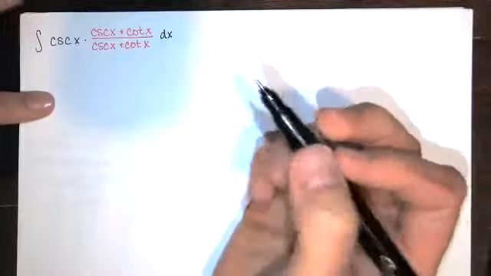So I want to derive a rule for cosecant of x. I don't have one, but I know how to do u-substitution now. So now what we're going to do is take our cosecant of x integrand and multiply it by cosecant of x plus cotangent of x divided by itself. Again, that's just multiplying by 1.